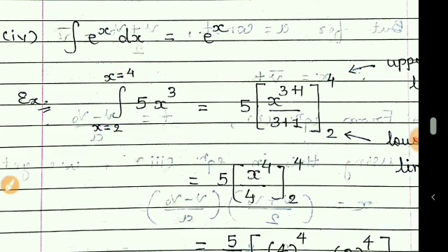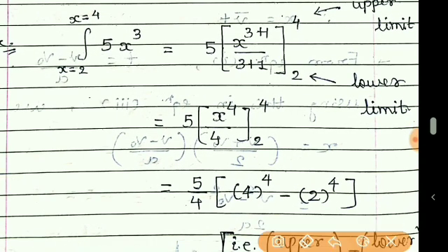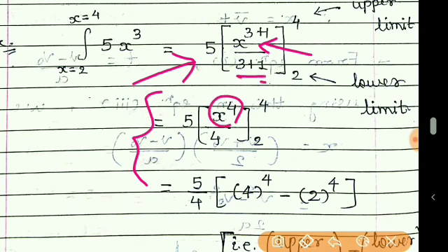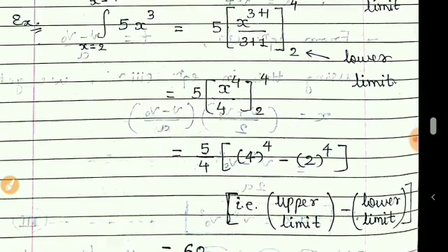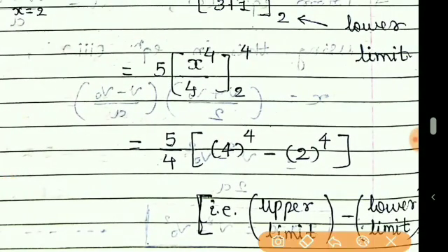Next is to put the limits. We have already integrated this. Now simplification by using mathematics. What is here now? It is x raised to 4. So 3 plus 1, 4, it is here. Now first we will put the upper limit and then minus the lower limit. Always remember students, upper limit minus lower limit.